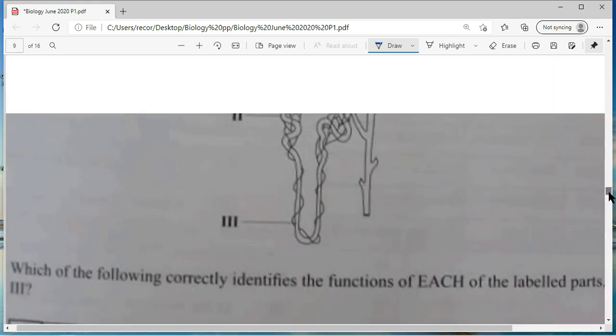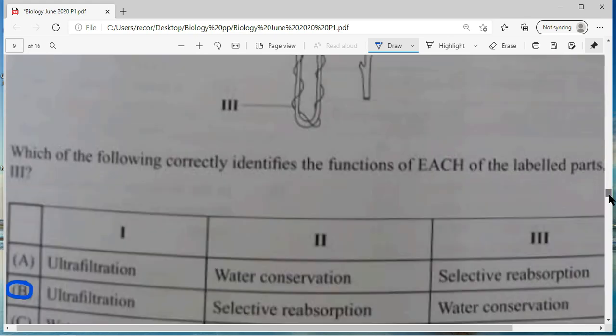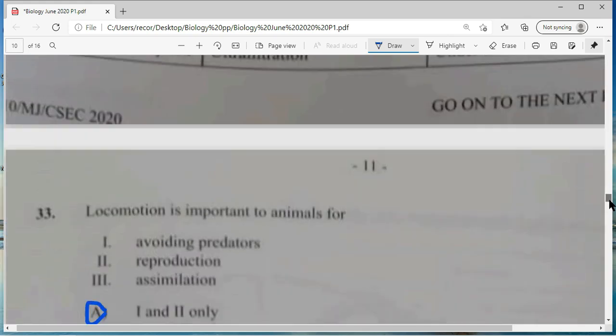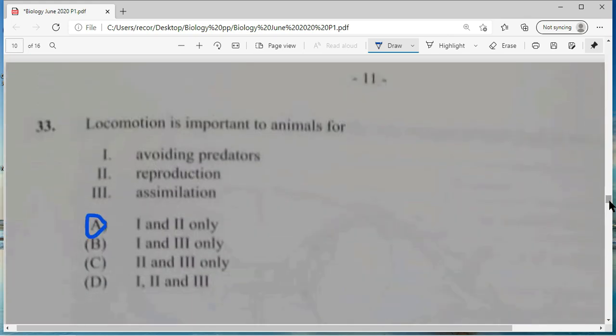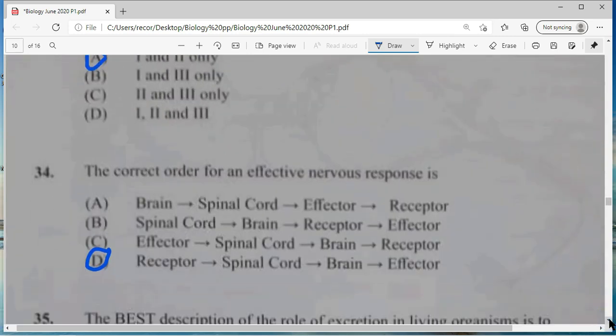It wasn't so much of a difficult thing, as you will see on the diagram I explained there, and we wanted to find which one matches the function and the name. Now locomotion is important to animals for pretty much avoiding predators, and of course for reproduction, finding a mate. But as for assimilation, that is not important. Assimilation is how the body uses this food when it is absorbed. So of course our choice here is going to be A for 33. So 1 and 2 we selected and omitted assimilation. Of course, this is a very nice question, and like I continue to say, remember to know the difference between movement and locomotion.